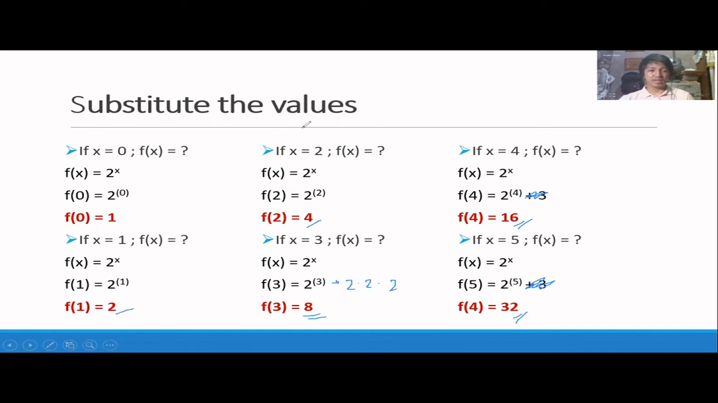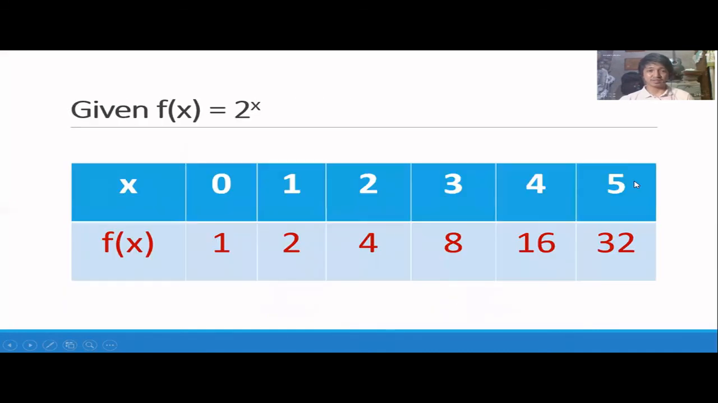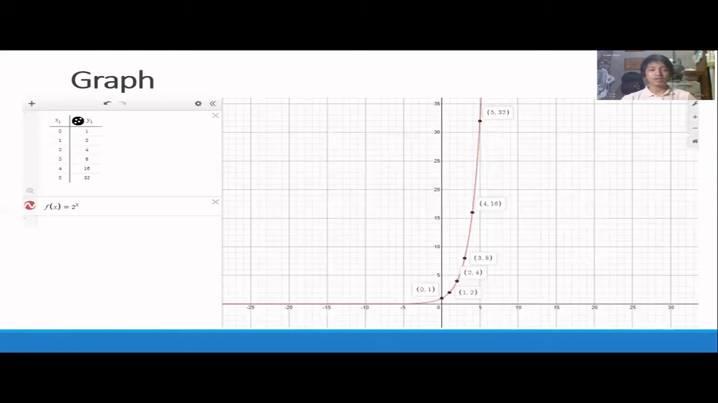And so now we already have the values for f of x. Lalagay na natin siya sa table of values. Yan. So given f of x is equal to 2 raised to x. So values, ito na, 1, 2, 4, 8, 16, 32. And then since we already completed the table of values, i-graph na natin siya. And ito na yung graph niya.